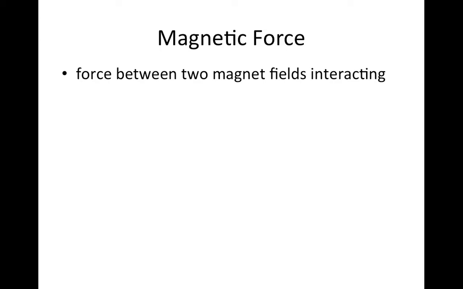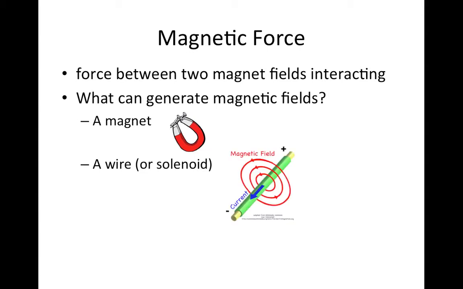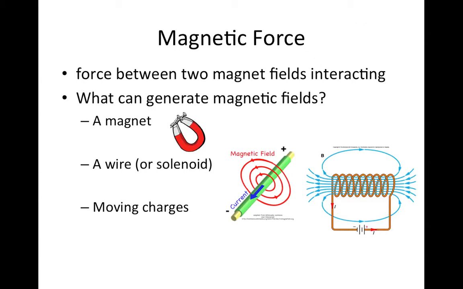So, magnetic force is basically the force between two magnetic fields interacting. If there is a magnetic force, both things have to be magnetic somehow. And so when we start thinking about this, we can think about all the things that can actually generate a magnetic field, which will be able to have a magnetic force. So obviously a magnet has a magnetic field and so can have a magnetic force. A wire or solenoid has a magnetic field, just like we learned in class. So that means those can have magnetic forces, and moving charges actually have magnetic fields too.